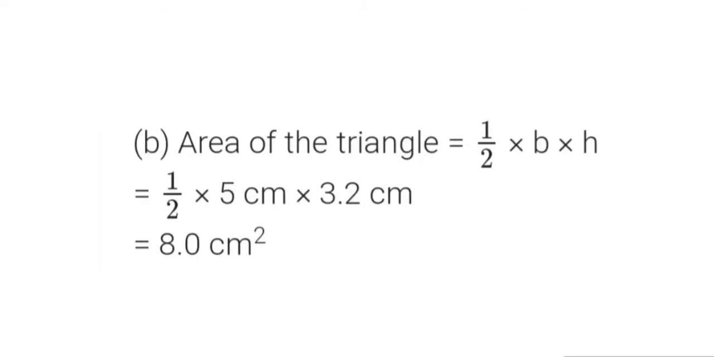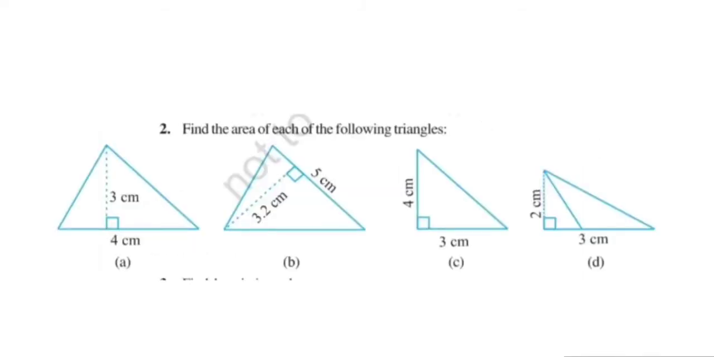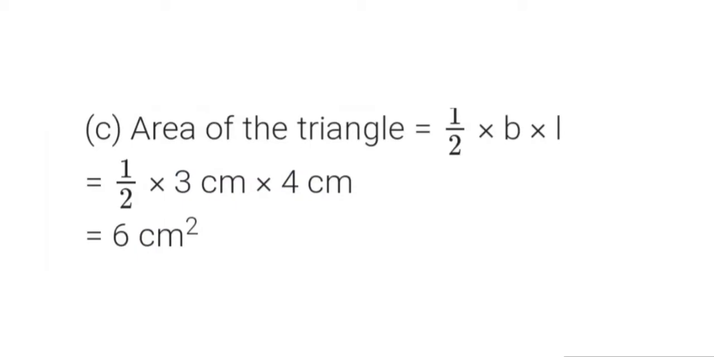Now number C. Here the base is given 3 centimeter and the height is given 4 centimeter. Put the values in the formula. So 1 upon 2 into 3 centimeter into 4 centimeter. So this 4 we can cut. 2 ones are 2 and 2 twos are 4. Answer is 6 centimeter square.